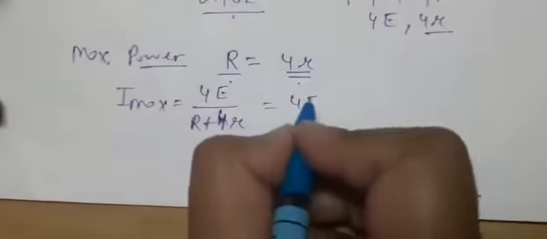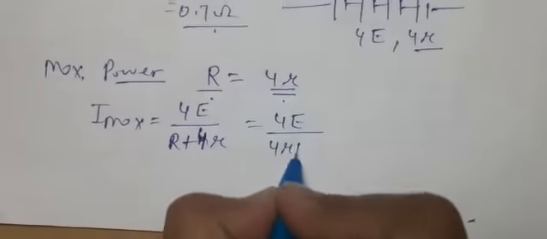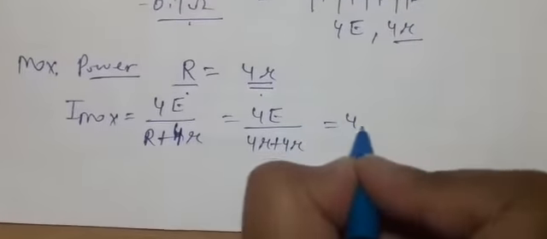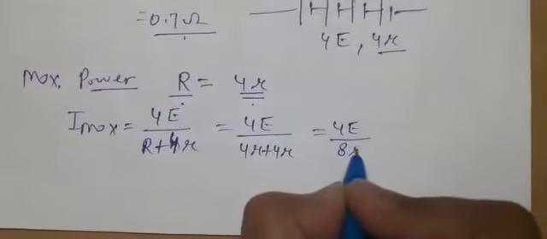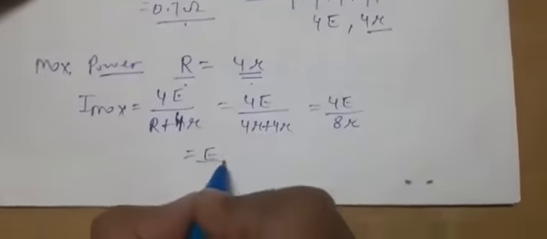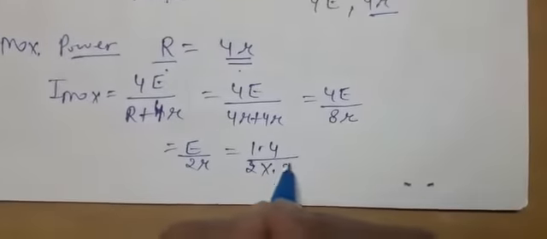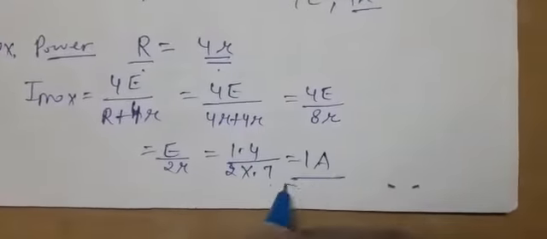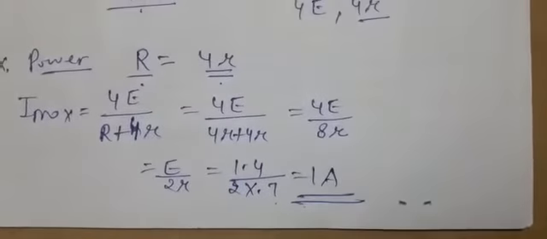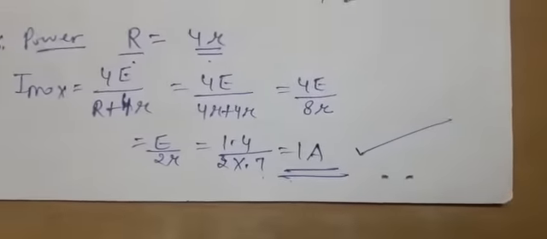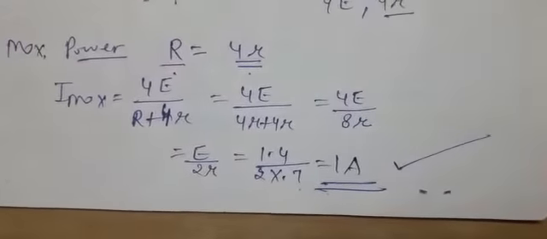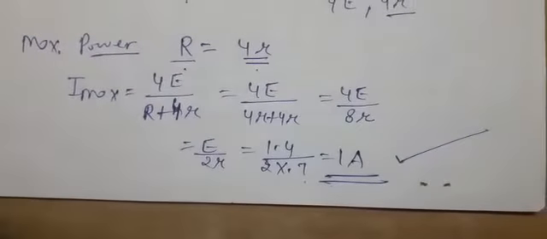So here put the value of R as 4R plus 4R. This is 4E by 8R, so it is E by 2R. 1.4 divided by 2 into 0.7. This is 1 ampere. So maximum current, that is 1 ampere, is flowing for maximum power output.